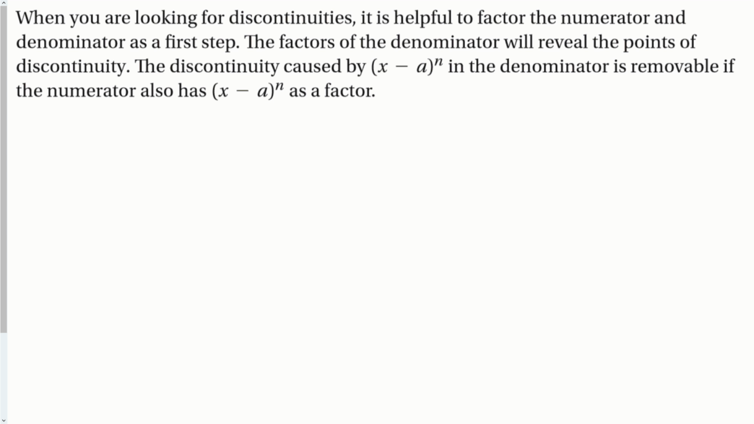When you're looking for discontinuities, the best thing to do is factor. Okay? So when you're factoring, it's a lot easier to tell what's going to make the denominator equal to 0. Right? So the factors of the denominator will reveal the points of discontinuity. If the discontinuity is caused by this factor to some power in the denominator, it could be removable if you have that factor in the numerator. All right, let's try one of these.